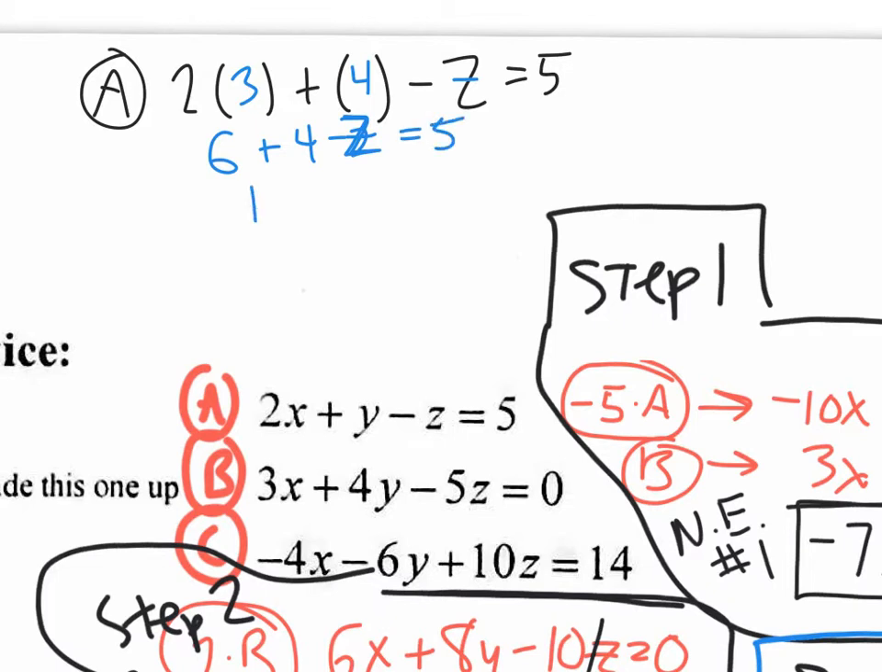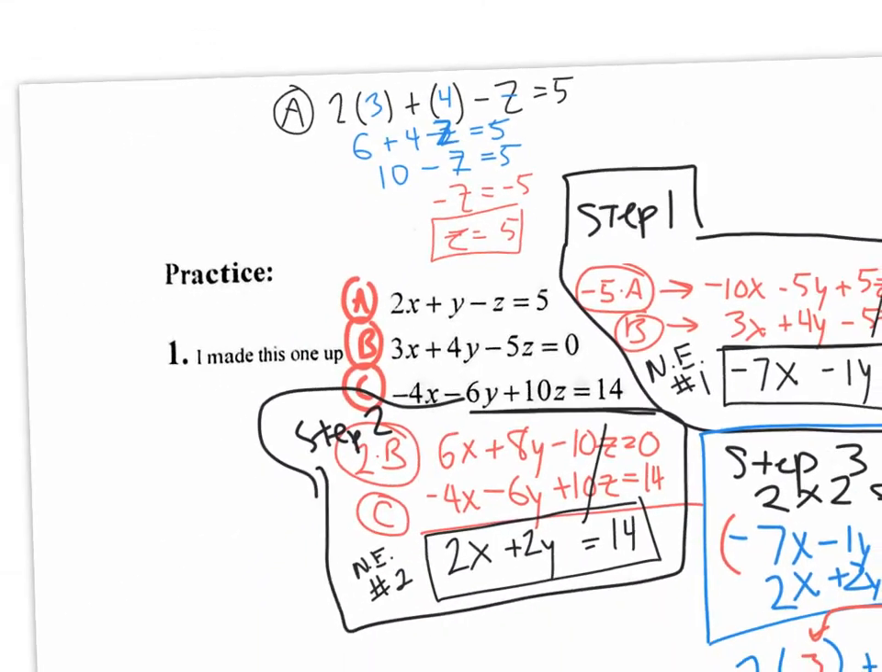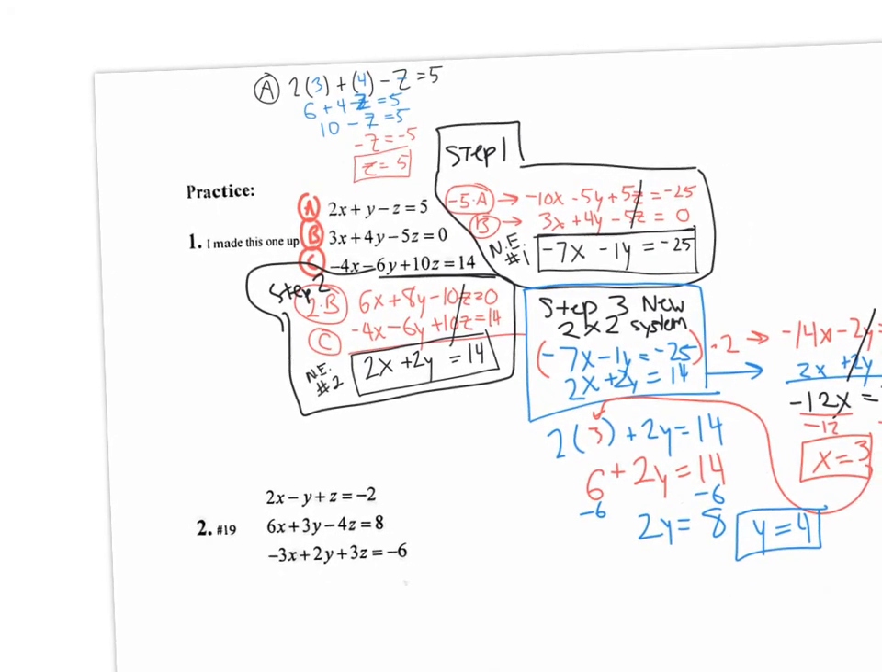So I really have 10 minus z equals 5. That means negative z equals negative 5 if I subtract 10 on both sides, which means that z equals positive 5. Does that make sense? Yes. So how are we going to present our answer? It's no longer an ordered pair, it's an ordered triple. It's called an ordered triple.